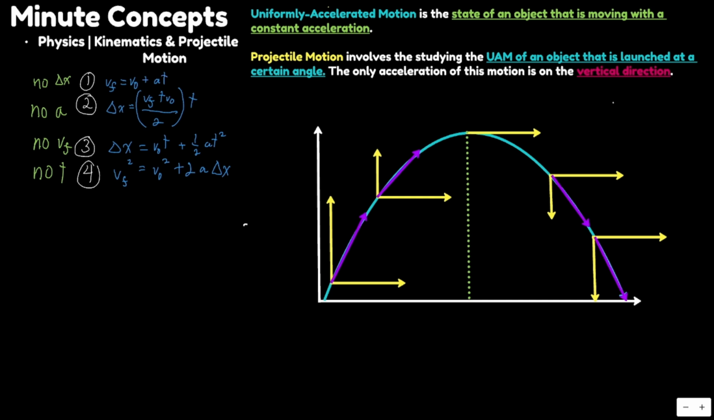So as you discussed in the previous videos, kinematics and projectile motion are two concepts that go hand in hand. And why is that? It's because uniformly accelerated motion applies to both kinematics and projectile motion. Uniformly accelerated motion is associated with other kinematic situations such as linear movement or free fall. However, projectile motion also involves uniformly accelerated motion because the only acceleration acting in this situation would be the vertical acceleration, or gravity. And projectile motion basically involves studying the UAM of an object that is launched at a certain angle.